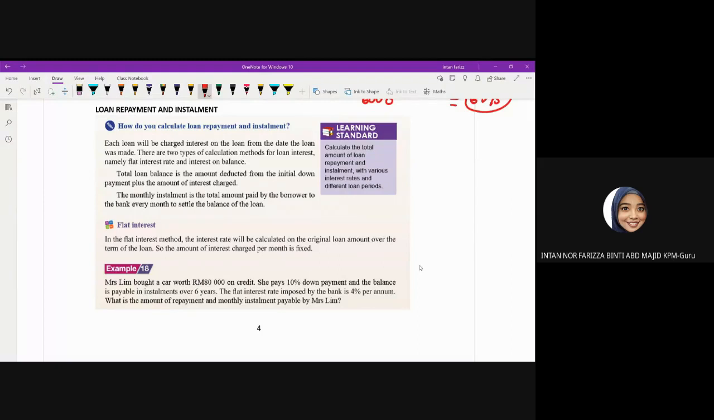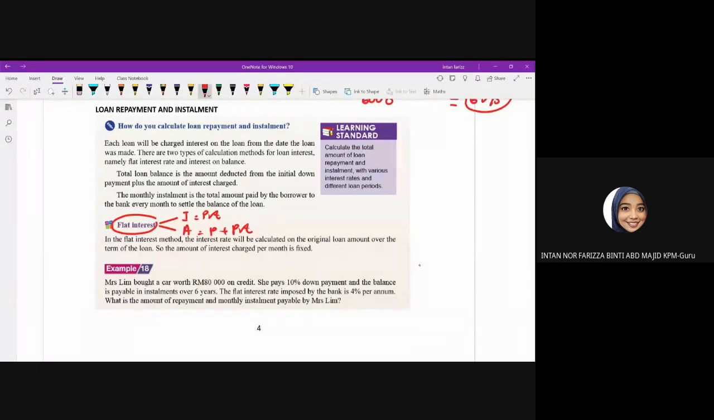Okay, the installment. The first one is using the flat interest method. Flat interest method means the interest rate will be calculated on the original amount over the term of the loan, so the amount of interest charged per month is fixed. Under this flat interest, you will see the formula I = PRT, or A = P + PRT.